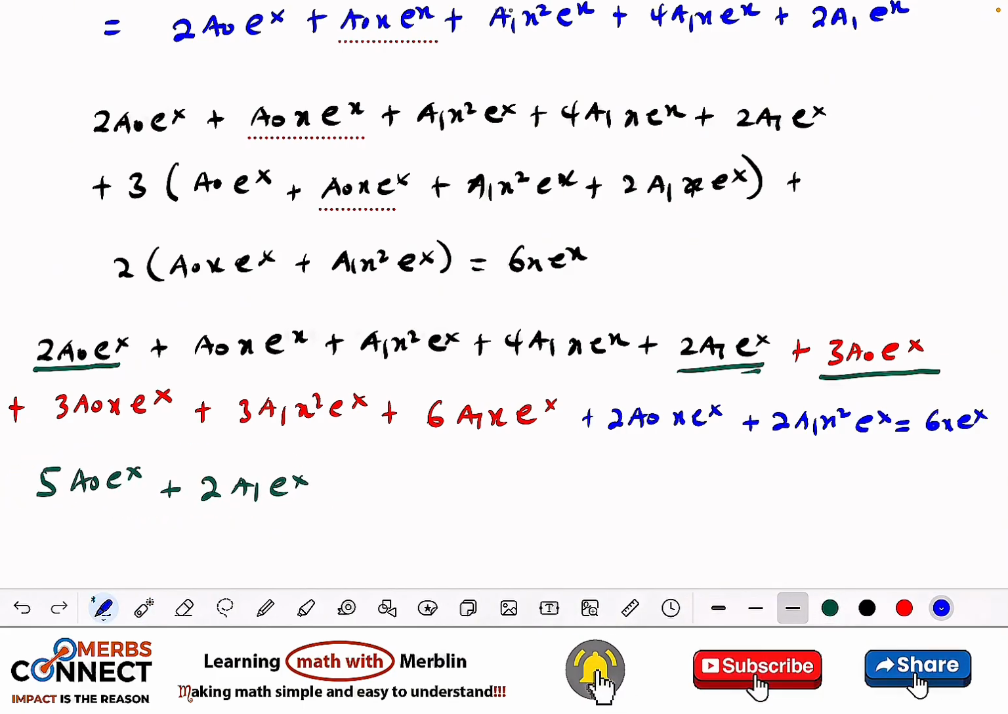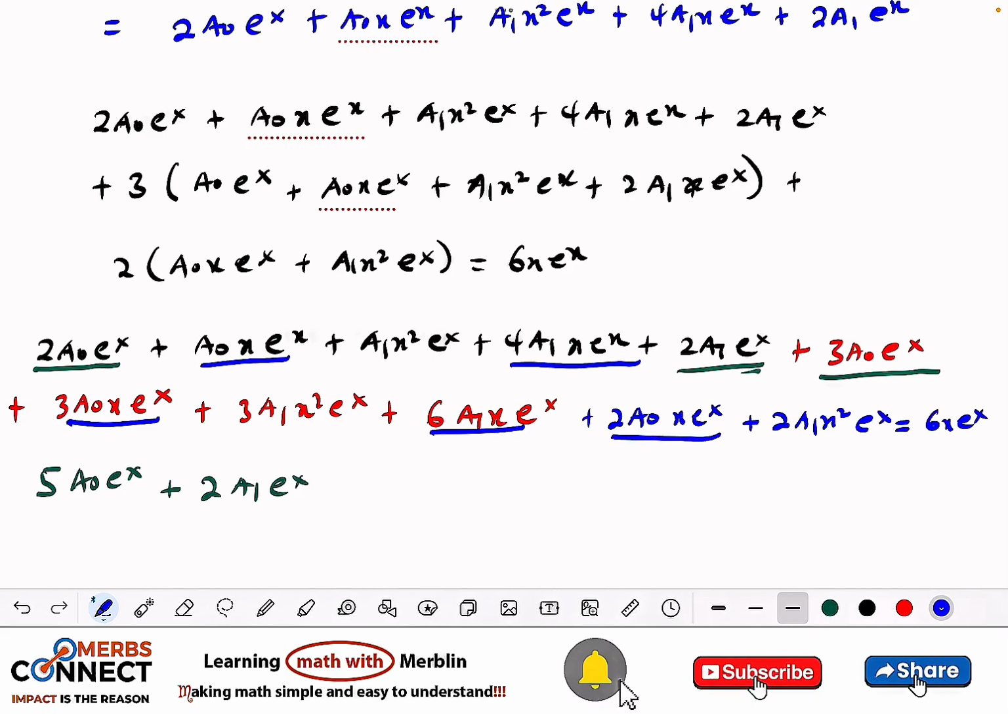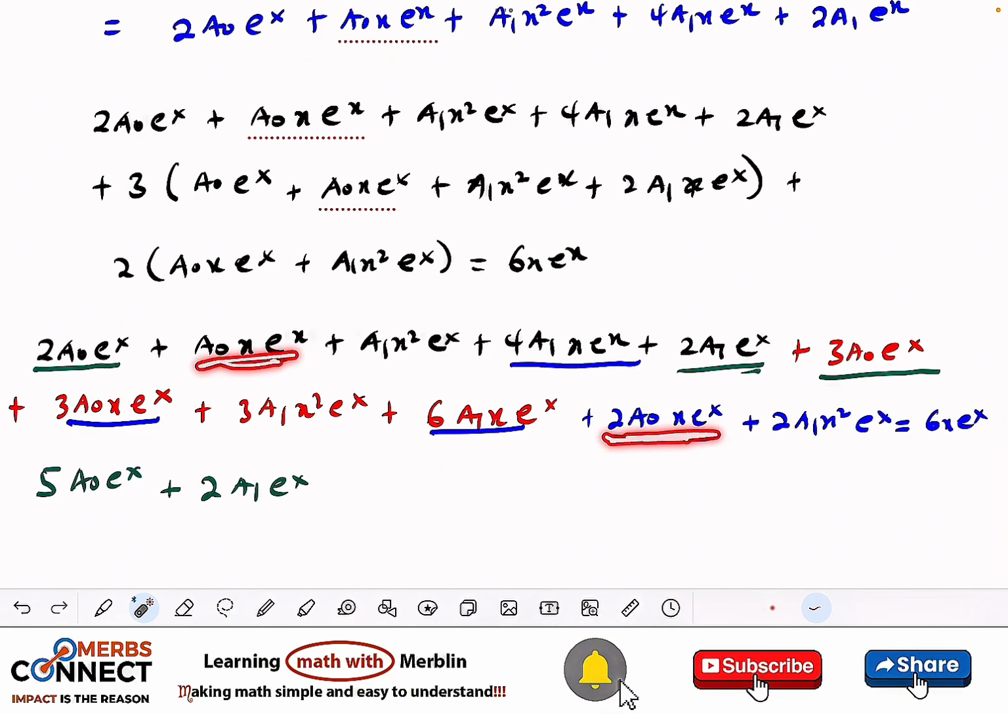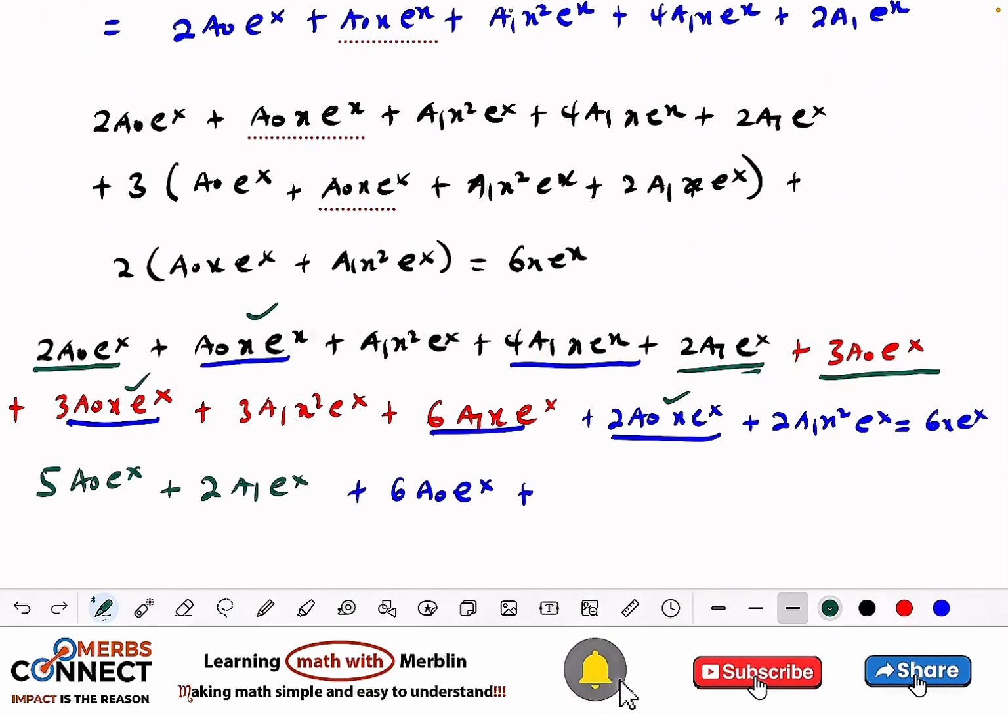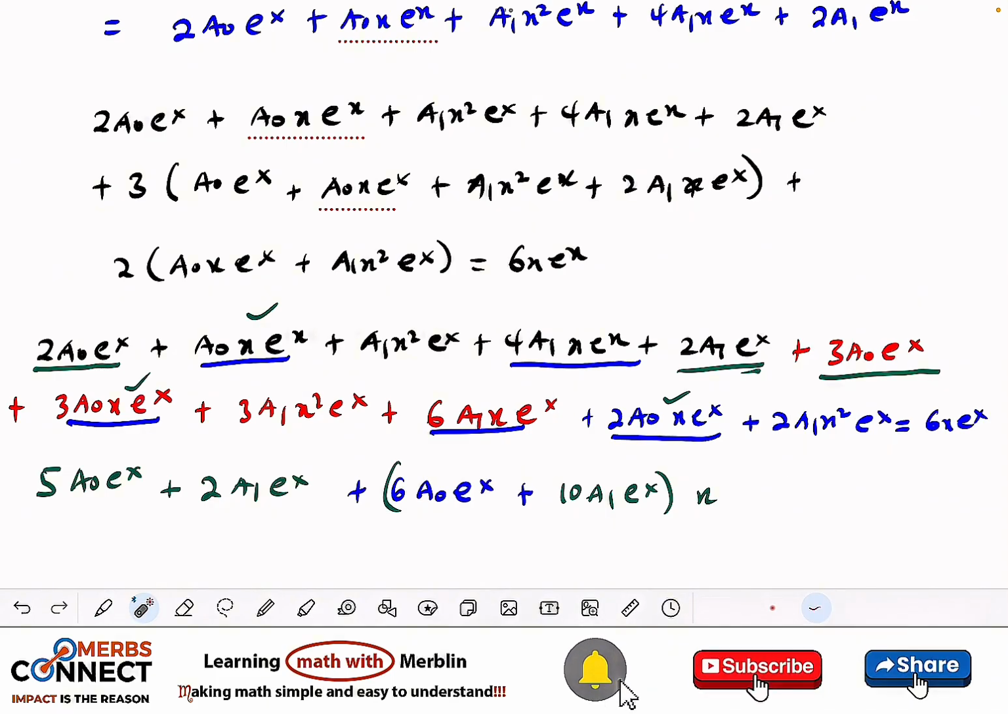Then let's add the terms with x. This one is having x, this one is having x, this term is also having x, this term is having x, and this term is also having x. So let's see the ones with a naught. So this one is a naught, this one too is a naught, and I think this one too is a naught. So 1 plus 3 plus 2 is going to give us 6. So we are going to have plus 6a naught e to the power x. Then the remaining ones are with a1, which gives us plus 10a1 e to the power x, all times x. I wanted to factor the x out, that's why I didn't bring the x attached to this and that.